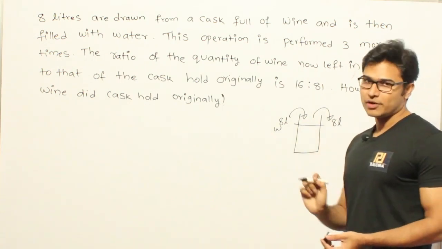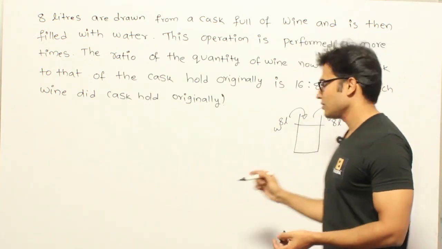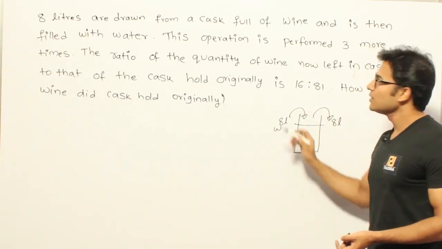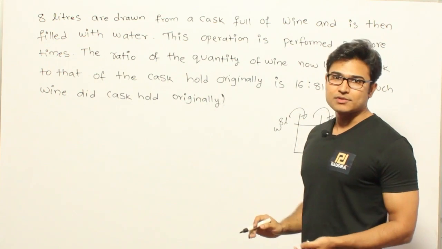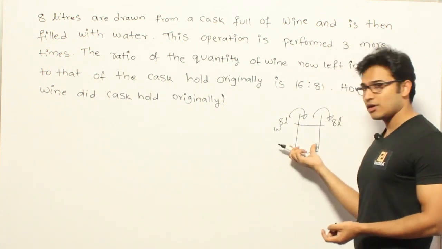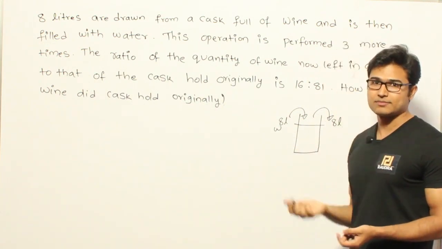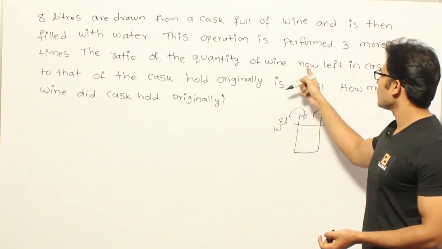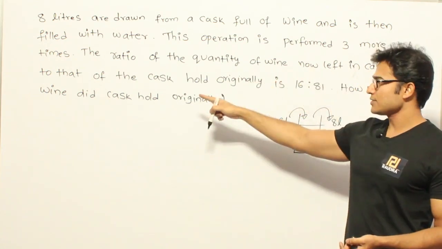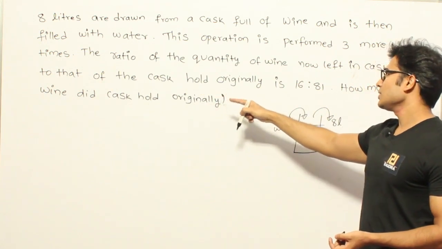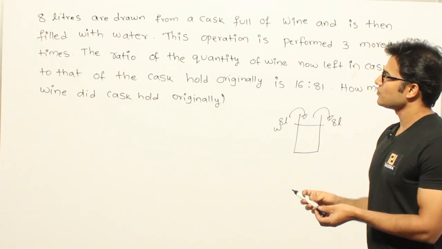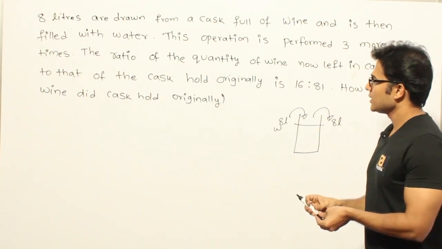This operation is performed 3 more times, which means once you are done with this, we are going to get a mixture of wine and water, and in that mixture again you are going to remove 8 liters of the mixture and again 8 liters of water is added. So it is repeated 3 more times, which means totally we are doing this kind of replacement 4 times. Now the ratio of the quantity of wine now left in the cask to that of the cask hold originally is 16:81. Then how much wine did the cask originally hold?